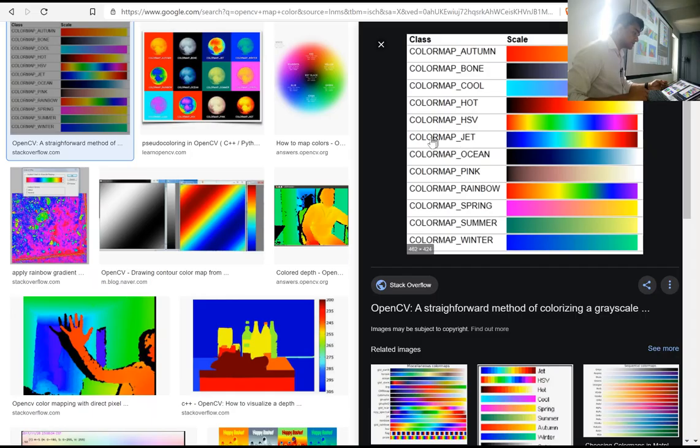What is color map jet? This is color map jet. It says this blue is 0 and this red is 1, so for any value in between, you have a color. You just go to that particular range, pick that color, and paste it on top of the image.